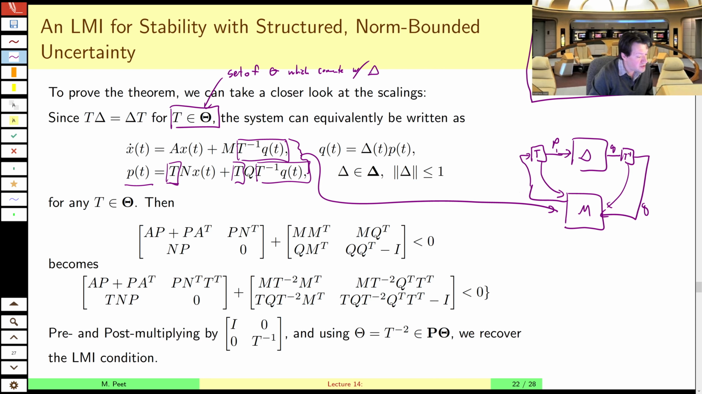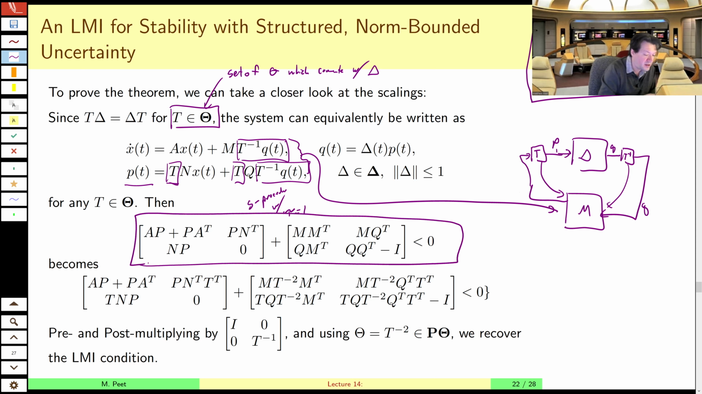So, okay, this is an equivalent system, so obviously its stability is equivalent to the stability of the original system, right? Now let's write down the small gain condition for stability. This is the S procedure, just with tau equal 1. So then we get this condition for quadratic stability. Not necessary and sufficient at this point, because we've used tau equal 1.